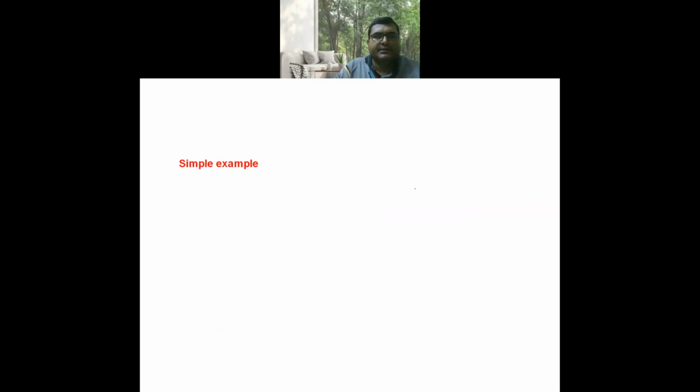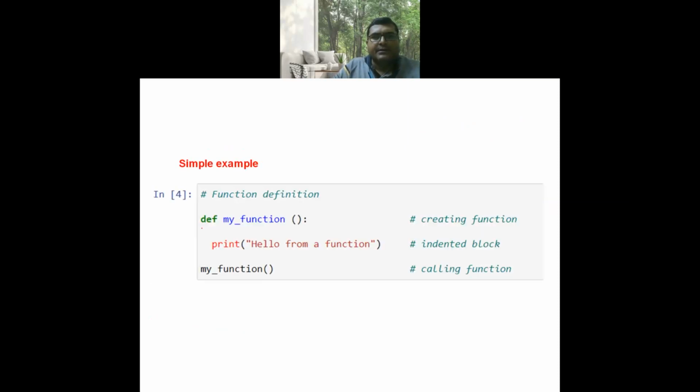Simple example here. The def keyword, then the function name followed by parenthesis and a colon, and these are the statements to be executed within the program, that is the indented block. The next is calling a function. It is a simple program demonstrating function creation and function calling.